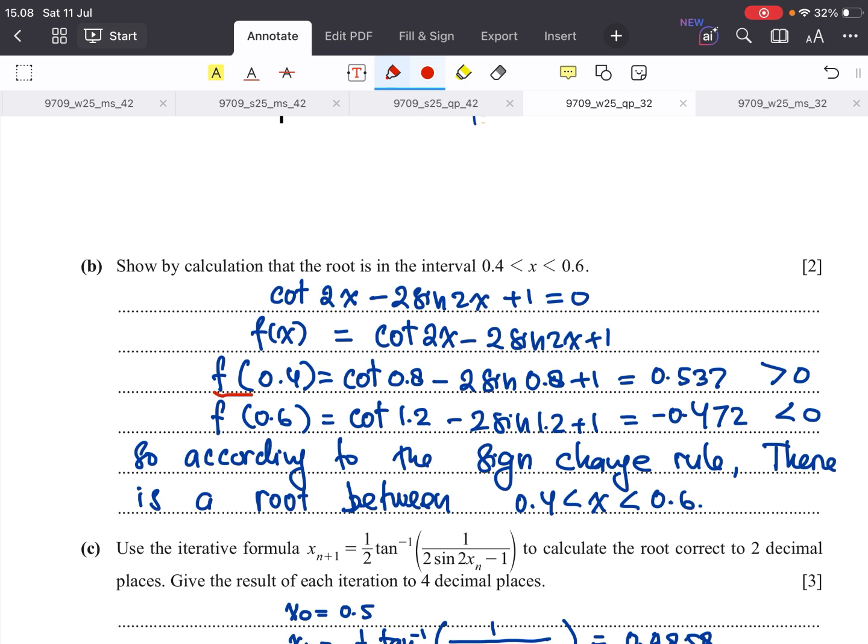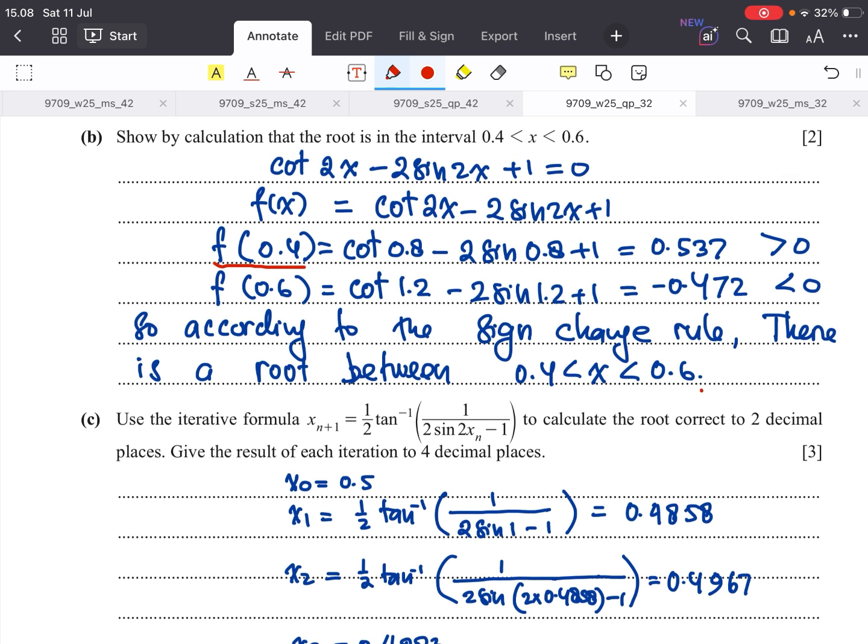So when x equals 0.4, cot 0.8 minus 2 sine 0.8 plus 1 is 0.537, which is positive. And when x equals 0.6, it is negative. The conclusion is that because there is a sign change, we can conclude that there is a root between 0.4 and 0.6.